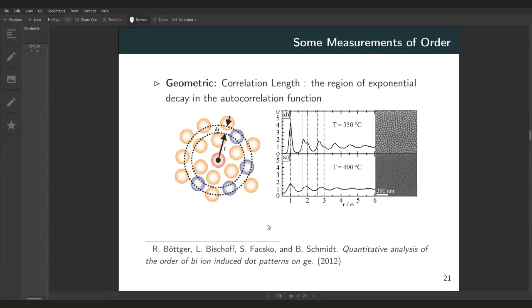Some other methods that have been tried, a geometric method. If we're computing the correlation length, we really care about the region of exponential decay in the autocorrelation function. The challenge here is that in an ion bombardment system, Bacher et al. have shown that this measure can be stable even as the order increases.